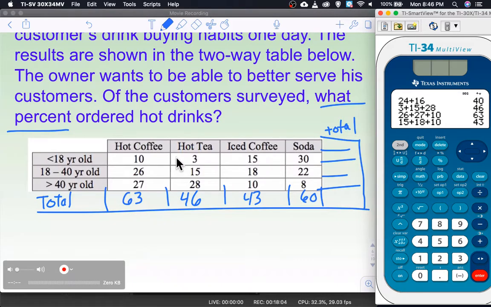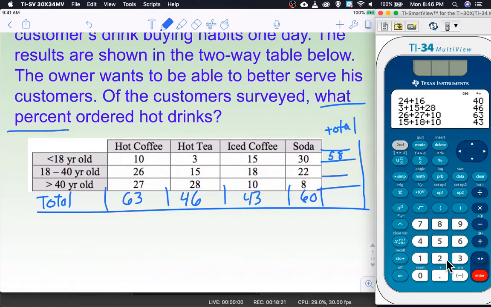I'm pretty confident. Okay, across. I don't think I needed that. There we go. So we've got 30, 40, 55, 58. We've got 22. That one's a little bit harder to do in my head, so I'm just going to calculate with the calculator. And that was 81. And 27 plus 28 plus 10 plus 8 equals 73.